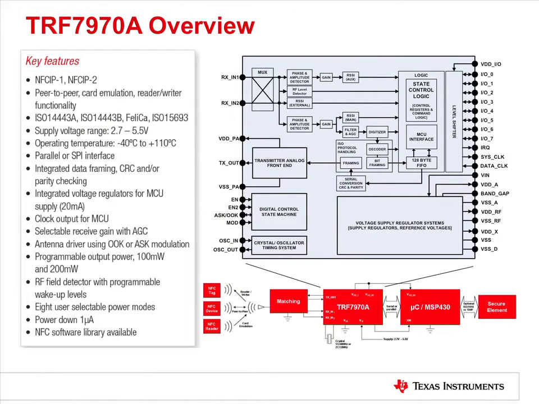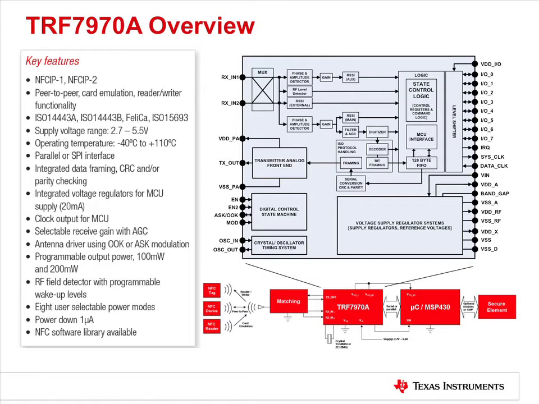Let's have a deeper look into the products, starting with the TRF7970A. The TRF7970A is an NFC device which supports near-field communication standards NFC IP1 and NFC IP2, also known as ISO 18092 and ISO 21481, which defines the selection of any of the possible communication modes: peer-to-peer, card emulation, reader-writer. It also supports ISO 14443 Type A and Type B, FeliCa, and the ISO 15693 protocols.